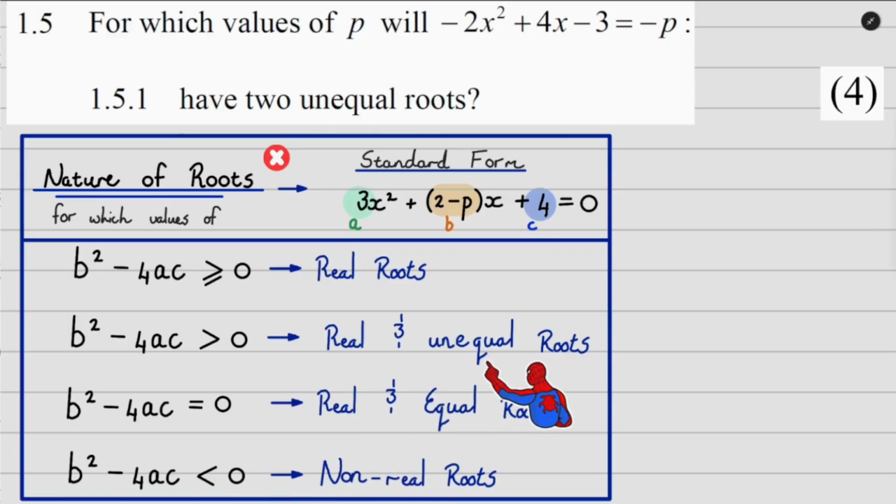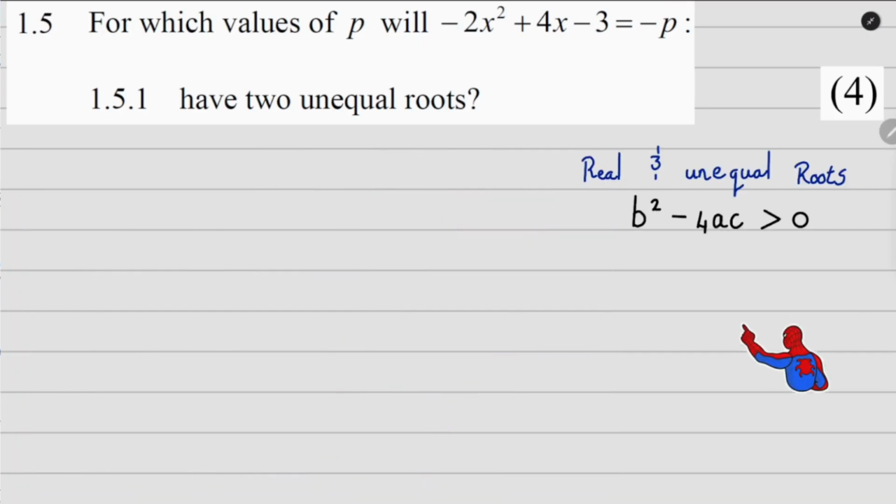We are going to be heading down this path, the unequal roots. The question specified they want unequal roots, so let's get rid of the other equations. But we have a bit of a problem. We need standard form so that we can get a, b, and c. So I'm going to grab this equation quickly.